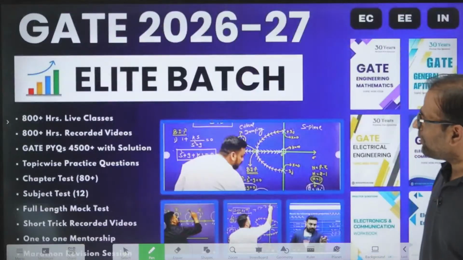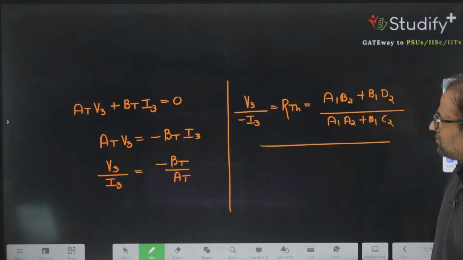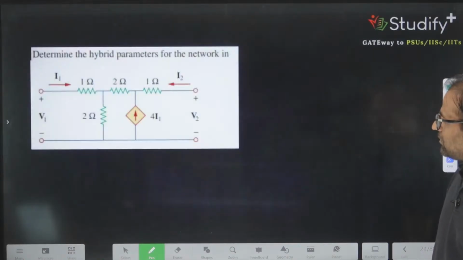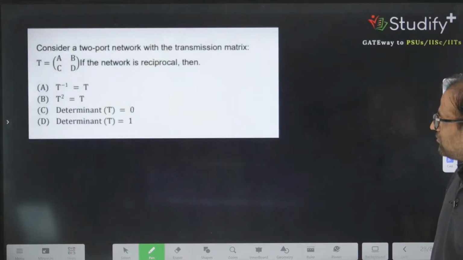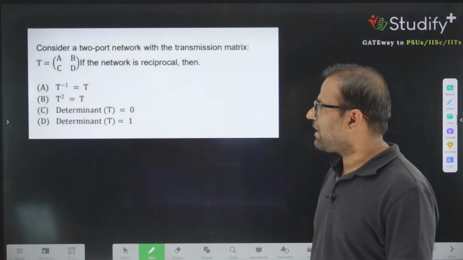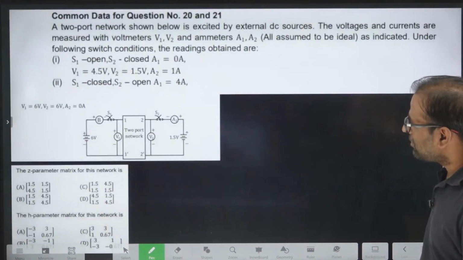Let's take one more problem. Okay, they are asking the condition for symmetrical and reciprocal networks. Okay, you can tell these conditions.